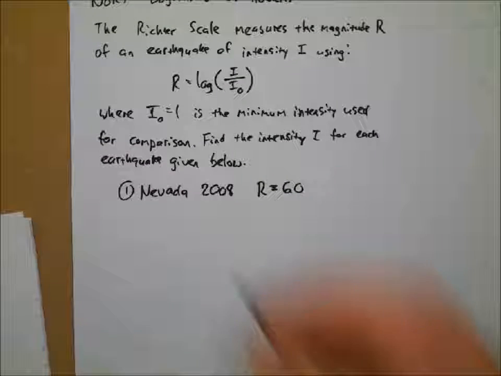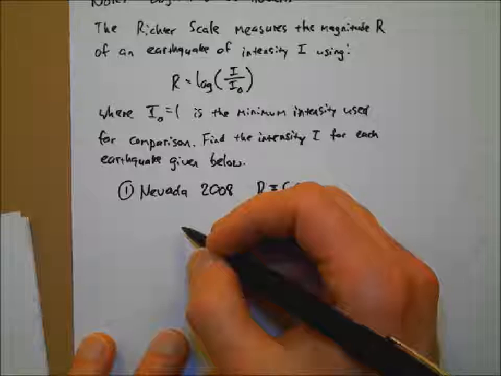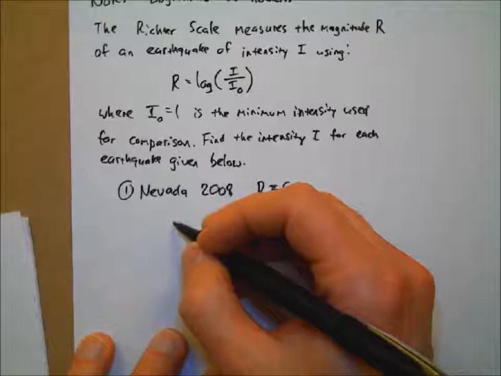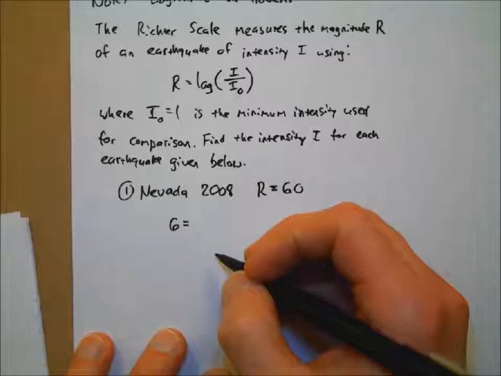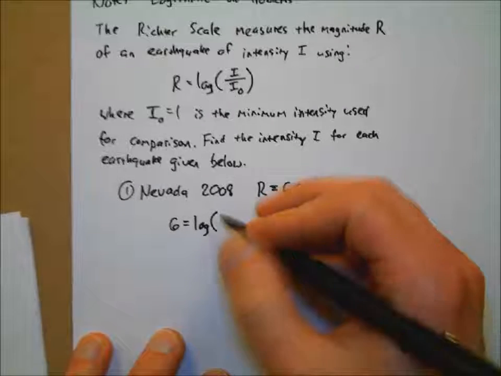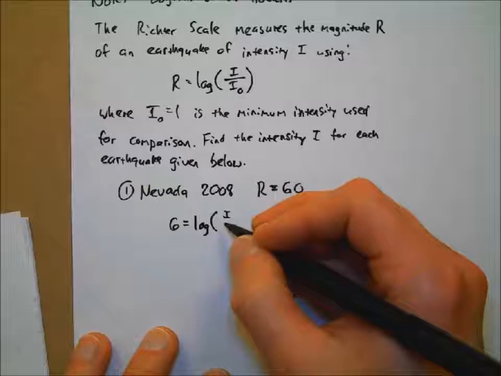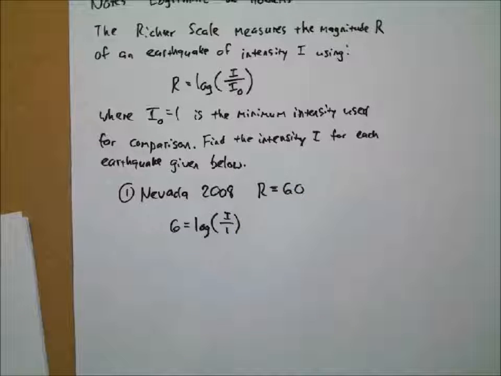Since R is 6.0, we'll put 6 in for R. Then we'll do log of I, the intensity we're trying to find, over 1. We're just going to compare it to the minimum intensity used for comparison. So the variable we want to solve for here is the intensity, I, right? So we can get I by itself here. How can we go about getting I by itself? What should we do? How do you cancel out log?